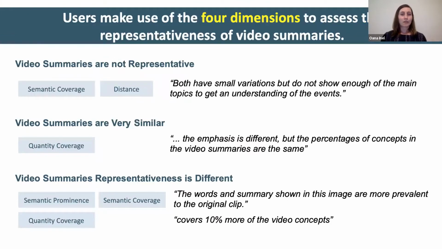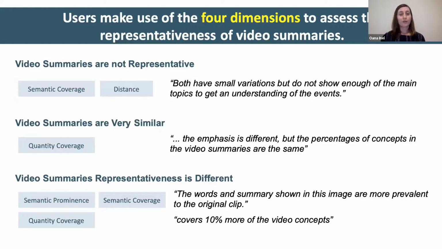To analyze the outcome of the study, we performed a qualitative analysis of the participants' comments. We found that each of the 4 dimensions of transparency were useful when assessing the representativeness of video summaries. More exactly, we found that the dimensions of semantic coverage and distance are useful to understand that the video summaries are not representative for the original video.